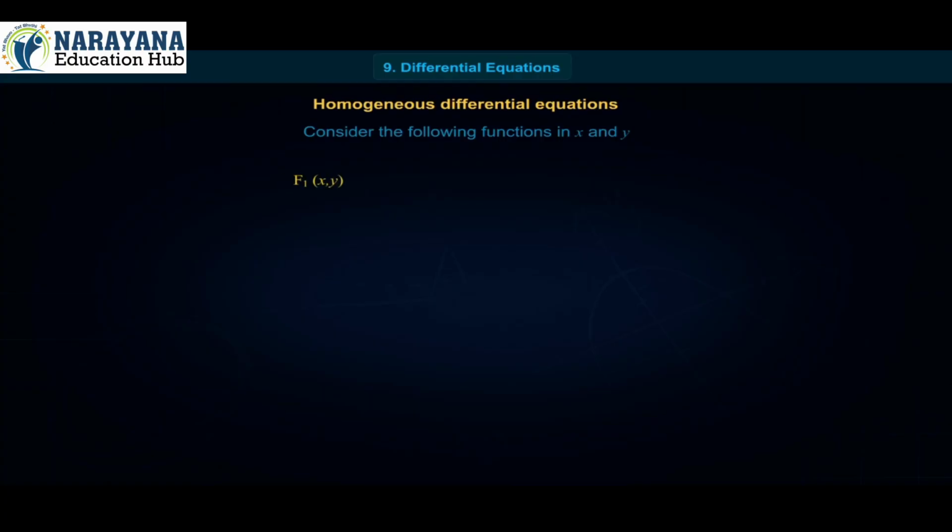Homogeneous differential equations. Consider the following functions in x and y. f1 of x, y is equal to y square plus 2xy. f2 of x, y is equal to 2x minus 3y. f3 of x, y is equal to cos y upon x. f4 of x, y is equal to sin x plus cos y.